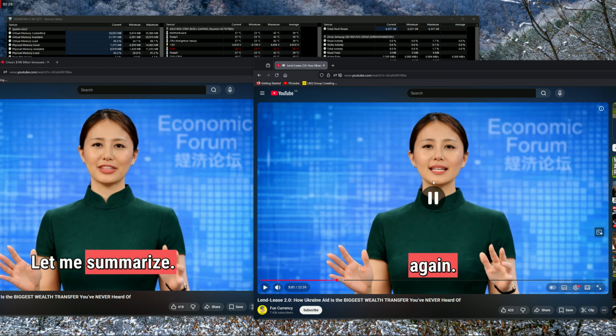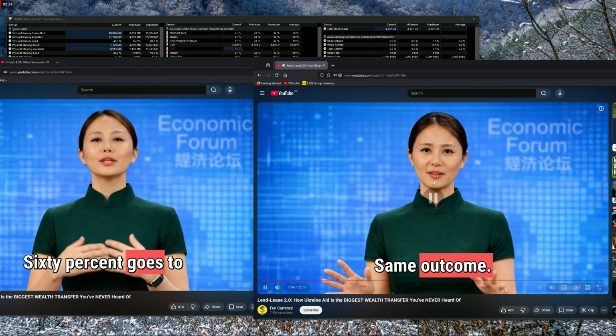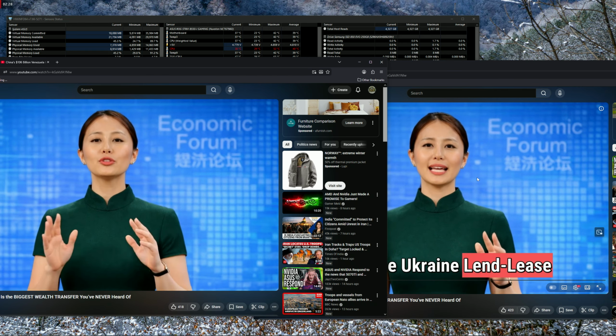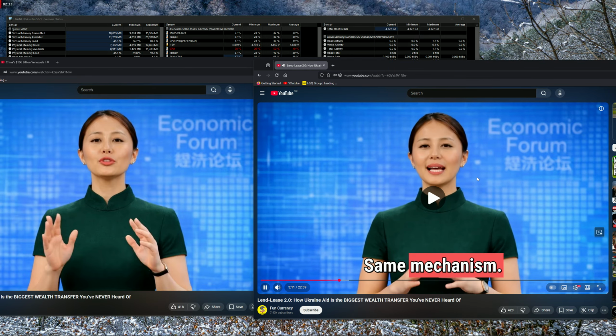The playbook is being run again. Let me summarize. Same structure, same language, same outcome. $113 billion in aid. 60% goes to U.S. defense contractors. 30% is loans. In 2022, Congress passed the Ukraine Lend-Lease Act. Same name, same mechanism.